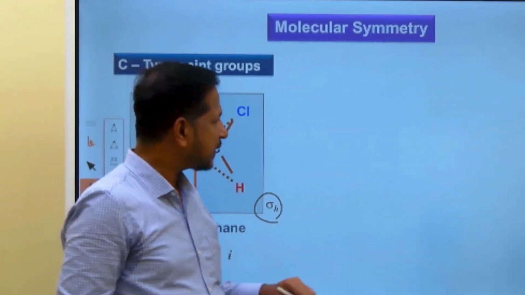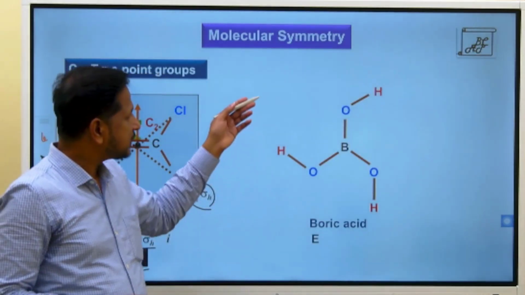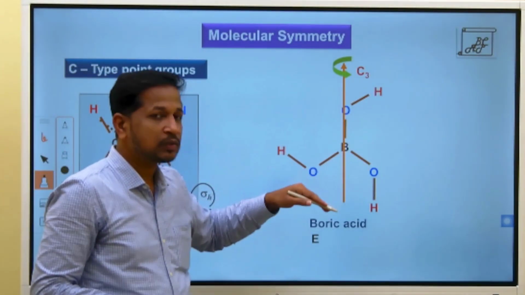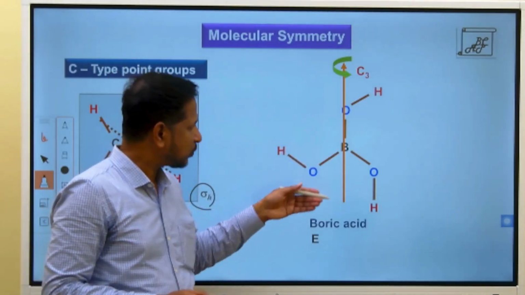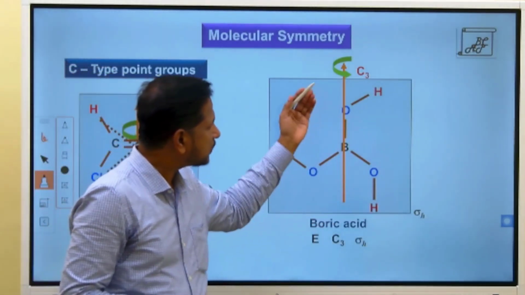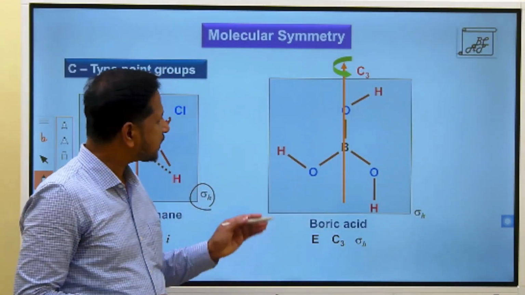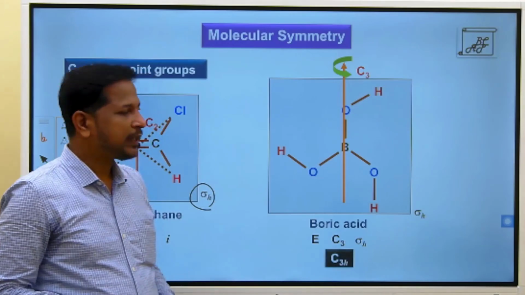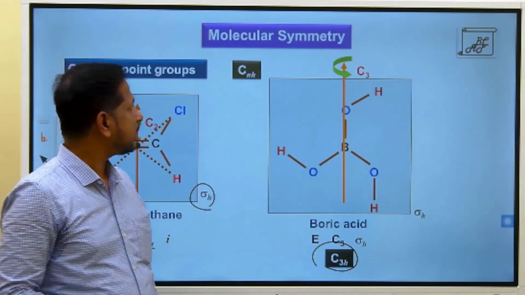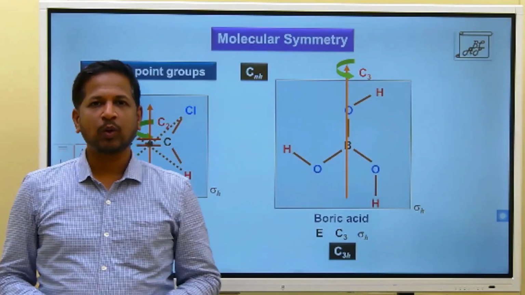The next example we can take is boric acid. In case of boric acid, apart from the identity element, there is a C3 rotational axis present in this molecule. That means you can rotate the molecule through 120 degrees to get an indistinguishable image. So therefore a C3 rotational axis is present. Then there is a horizontal plane which contains all the elements. So therefore a sigma horizontal plane or sigma H is present in this molecule, and therefore the point group of the molecule is C3H. So these types of molecules are classified into CnH type of point groups. So we have completed all Cn type of point group molecules.